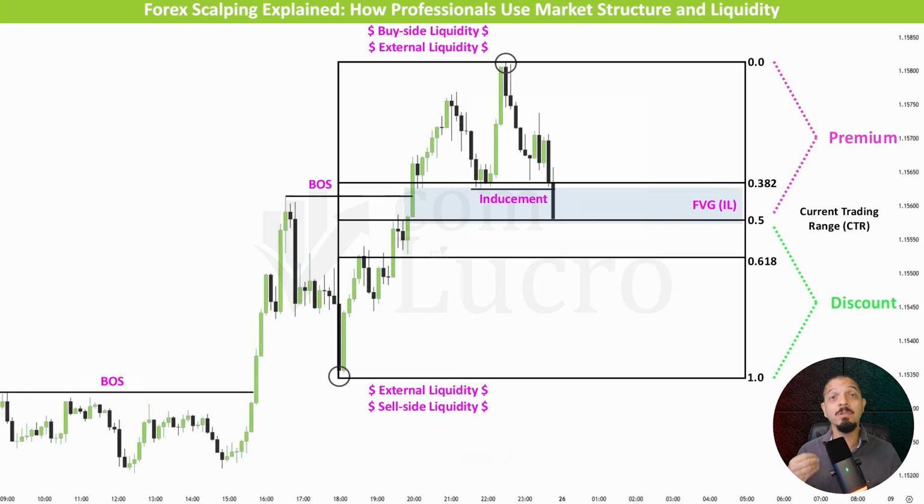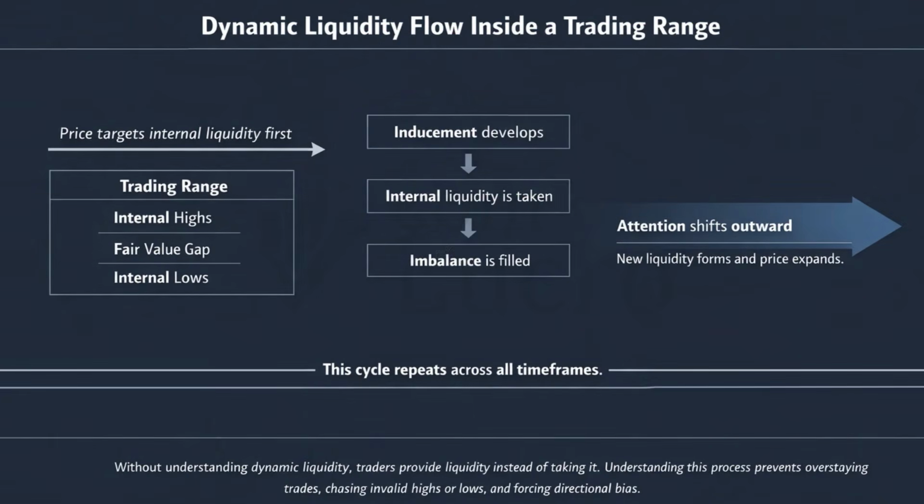As price approaches these internal objectives, inducement develops. And once that internal liquidity is taken, or the imbalance inside the fair value gap is filled, the market's attention turns outward. At that stage, price begins seeking the next external liquidity pool to expand into. When this occurs, previous liquidity is cleared, new liquidity is formed, and price becomes attracted to a new external target. That fresh draw is dynamic liquidity in action.